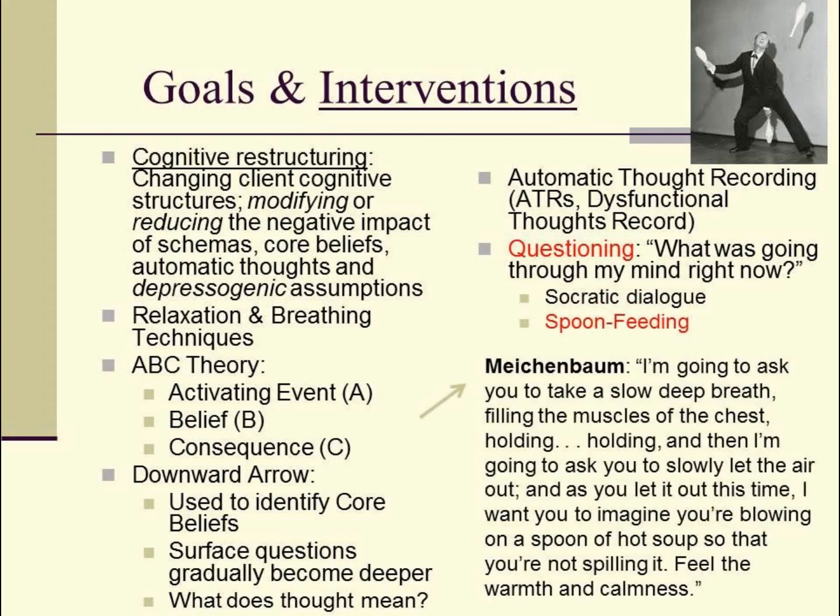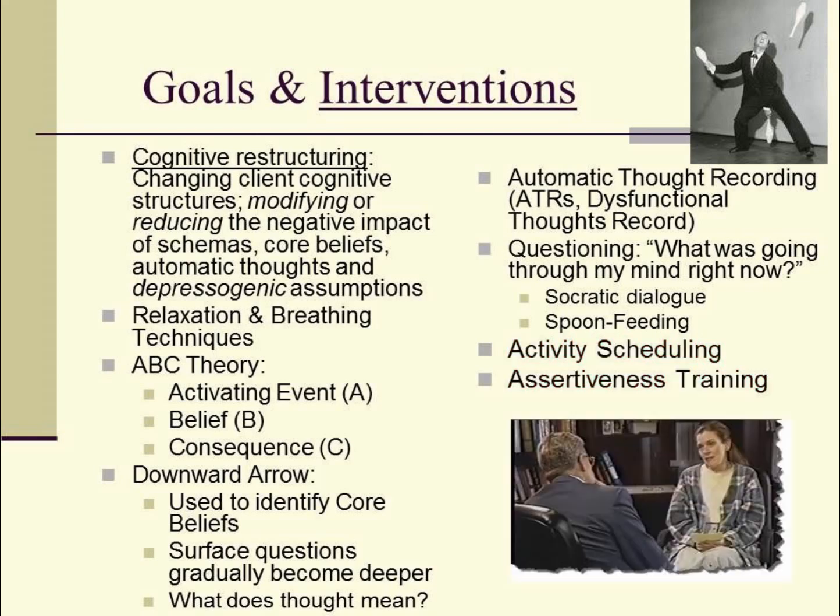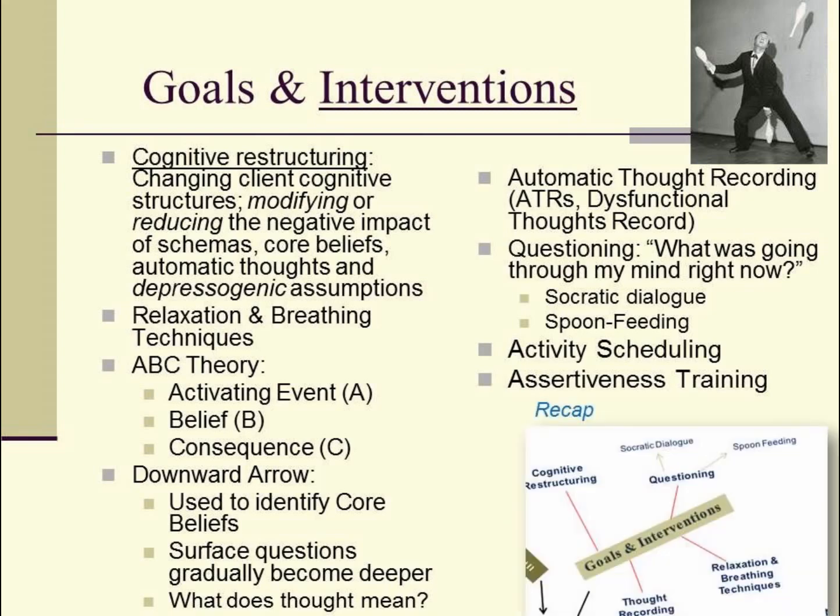Now remember the Meichenbaum text from the video? It's an example of spoon feeding, and yes, it includes a spoon of hot soup. Additional interventions that may be more familiar to you are activity scheduling and assertiveness training. And speaking of Meichenbaum, I want you to view the Meichenbaum video to give you a better sense of how some of these interventions can be effectively applied in therapy. Now, in recapping this section, I just want to add that there are many more interventions in CBT, and I hope you will do some research to learn more about them.